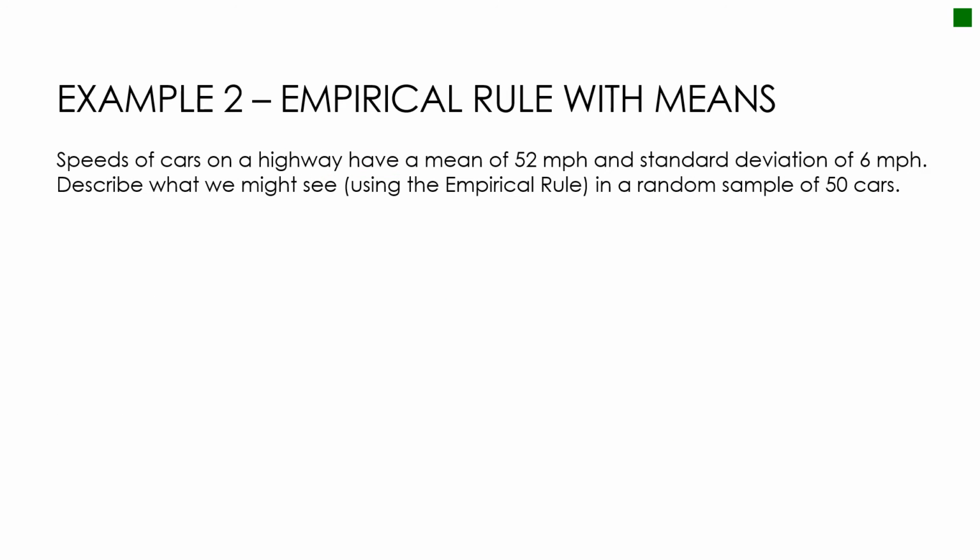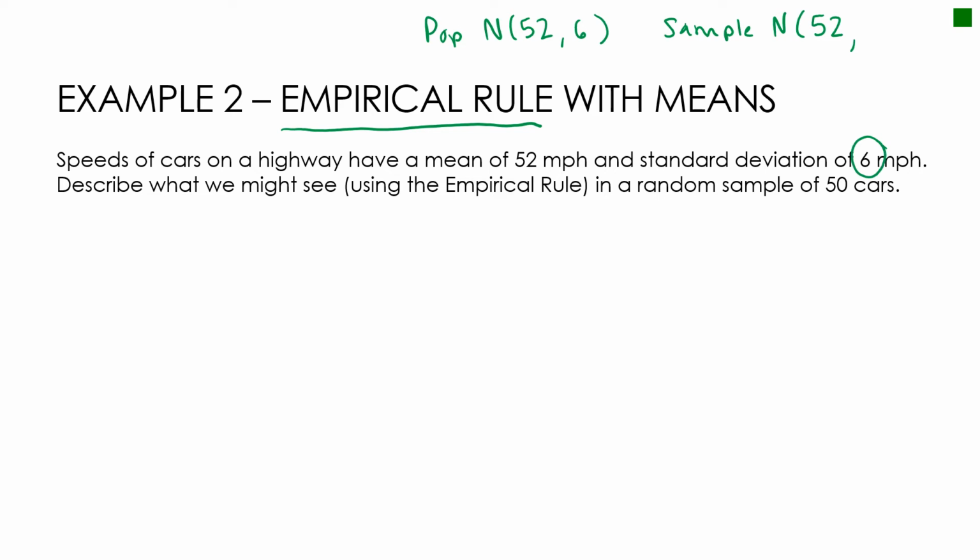So let's look at another example. This one I'm asking you to use the empirical rule, which means I'm not going to find a z-score on this one. This one says the speed of cars on a highway have a mean of 52 miles per hour and a standard deviation of 6. So remember, that means the population has a normal model of 52, 6. But the sample has a normal model of 52, what? I'm going to take 6 divided by the square root of the sample size, which is 50. So I'll show that work in a little bit, but I just want you to be clear about which is which.